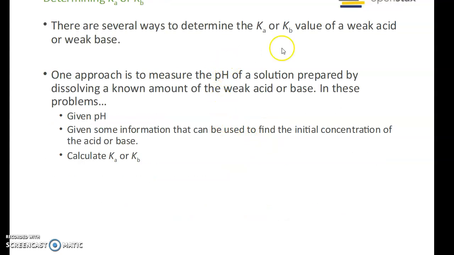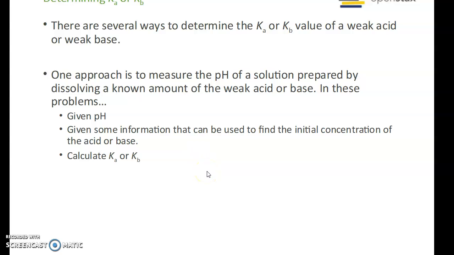There are several ways to determine these. One is to measure the pH of a solution prepared by dissolving a known amount of that in water, and that gives you your pH, right? Given some information that we can use to find the initial concentration, or you can just calculate these. So these are different ways from information to calculate what these values are going to be.